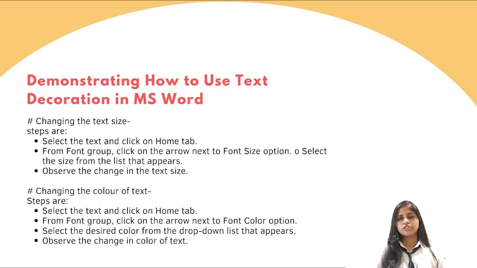Coming to changing the color of text, how can we do this? We have to follow some steps. First of all, we have to select the text and click on the Home tab. From the Font group, click on the arrow next to the Font Color option. Then we have to select the desired color from the drop-down list that appears, and lastly we have to observe the change in color of the text.